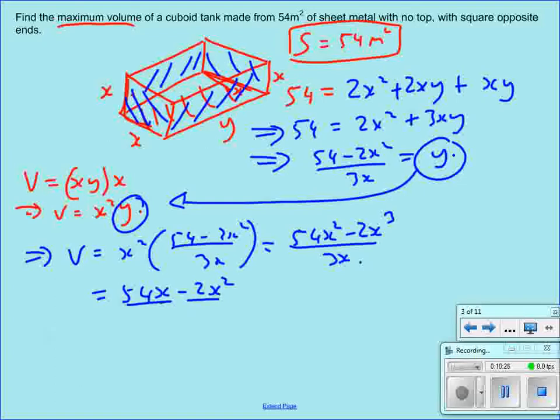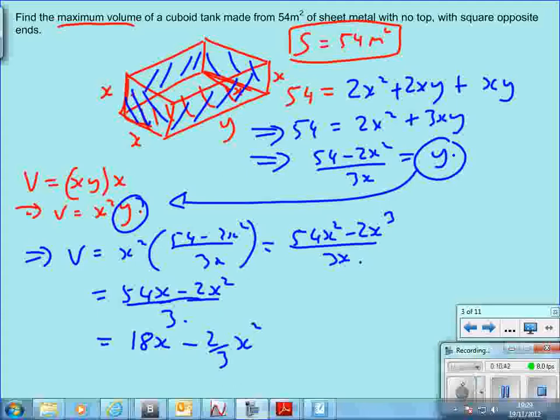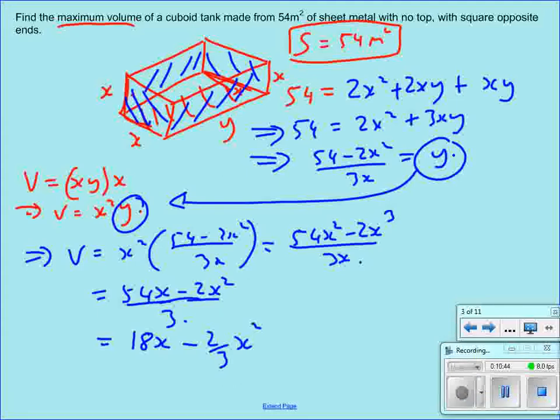And it's probably best, if I'm going to differentiate this, to split this up. So 54 divided by 3 is, what, 18? So that's 18x minus 2 over 3 x squared. Just realized that this should be a 4, because 2 times 2, that should be a 4, so that would cancel to a 3, and that would cancel to a 3. Sorry about that. Right. So V equals this.